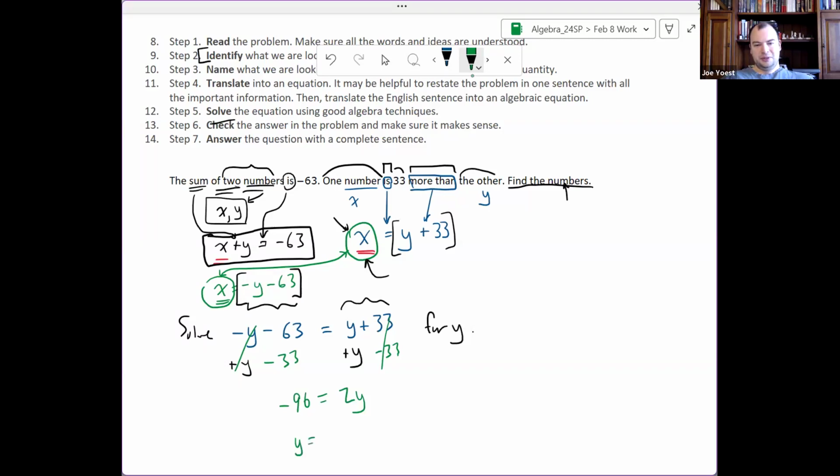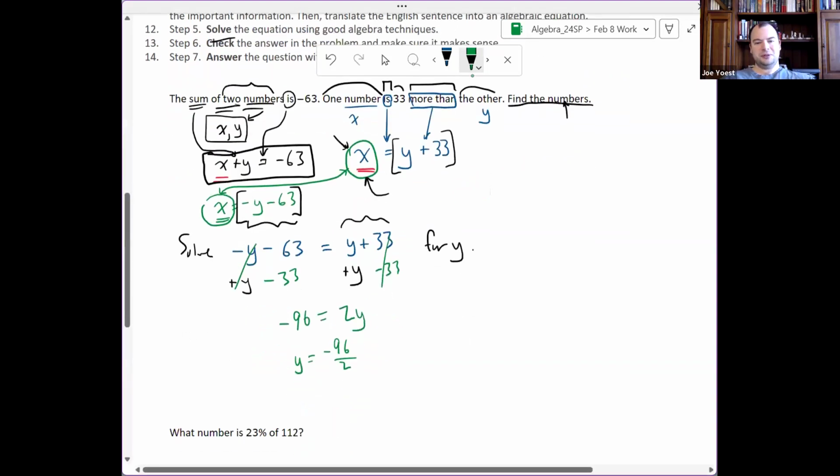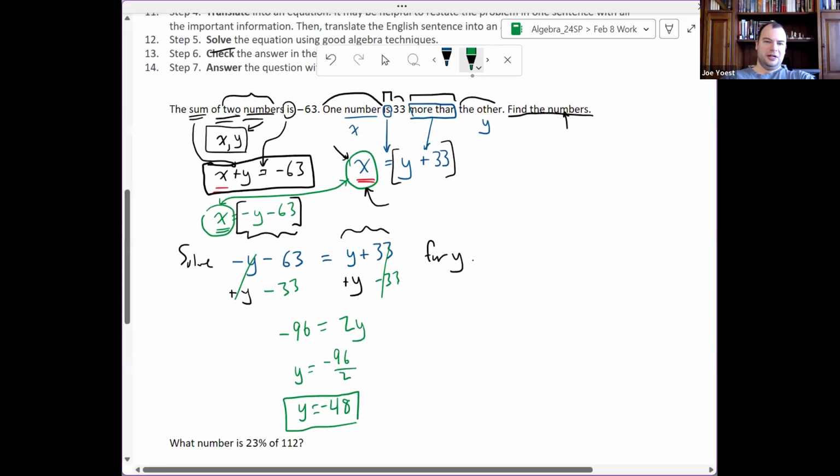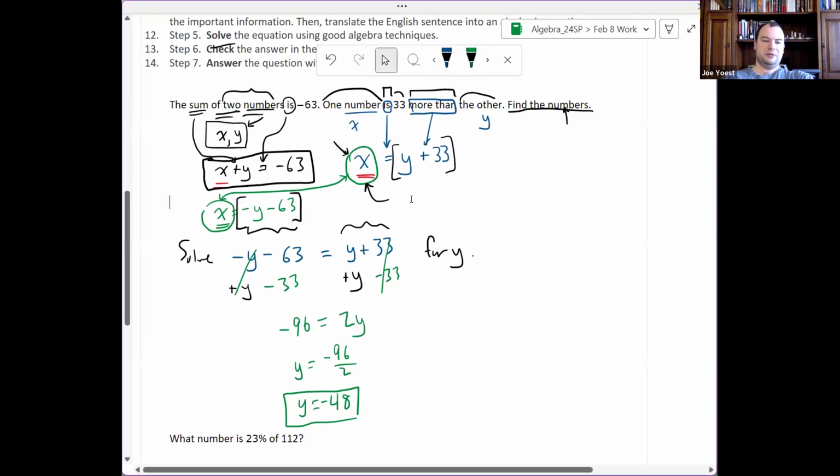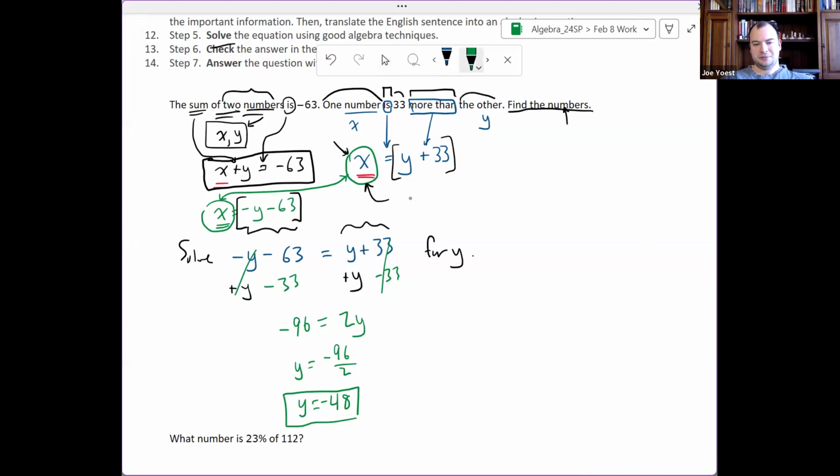Or I get Y equals negative 96 over 2, or Y equals, well, 100 over 2 will be 50. So if I go down to 48, I think that gives me the right number, and then I make it negative. Again, in a problem like this, I don't have a ton of context. I'm not counting number of children or number of candies or something. So maybe negative 48 is a fine answer.